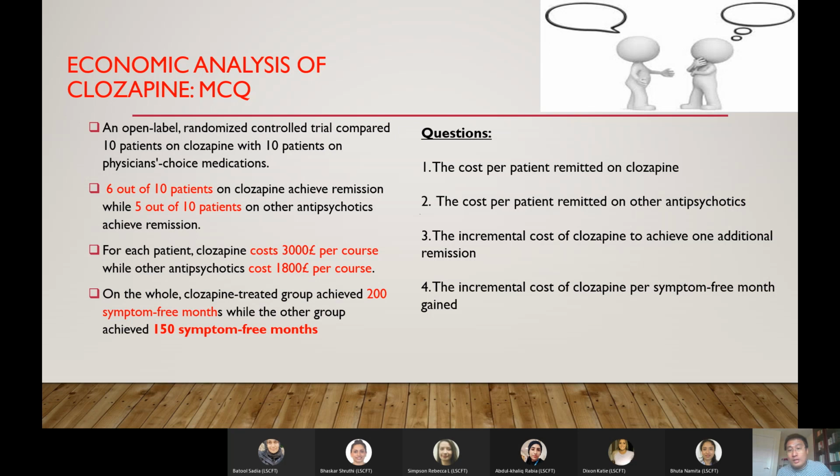Okay, so we have got some MCQs. An open label randomized trial compared 10 patients on clozapine with 10 patients on physician choice medication. Which one is the answer? So this is more of a calculation. This is the whole question.